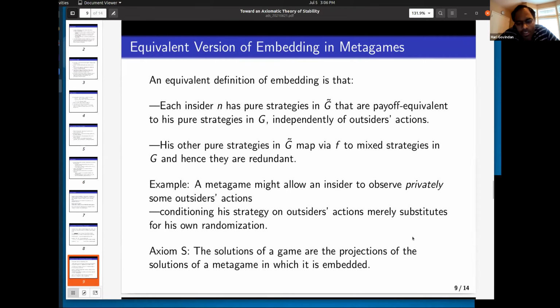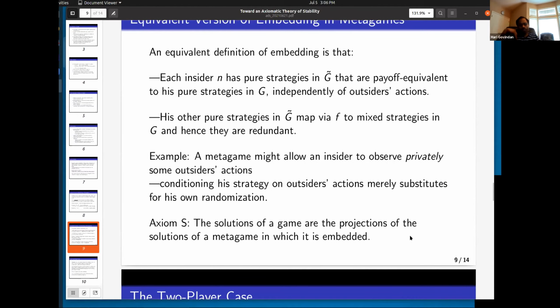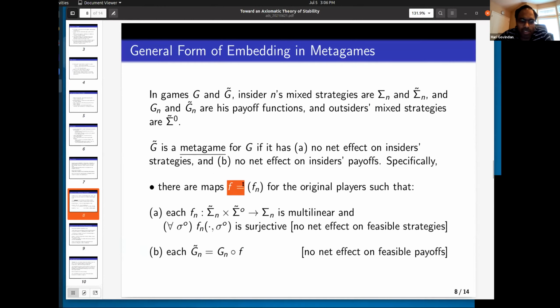Okay. Simply put, the outsiders' actions can be used as randomization devices for the insiders. That's what's happening. So what's the axiom? The axiom says if I embed the game in a larger game, then the solutions of the game are just the projections of the solutions of the larger game. The projections here are via these maps F. F is like a dictionary. It tells you what the meaning of your strategy, whatever you do in the bigger game, is in the original game.